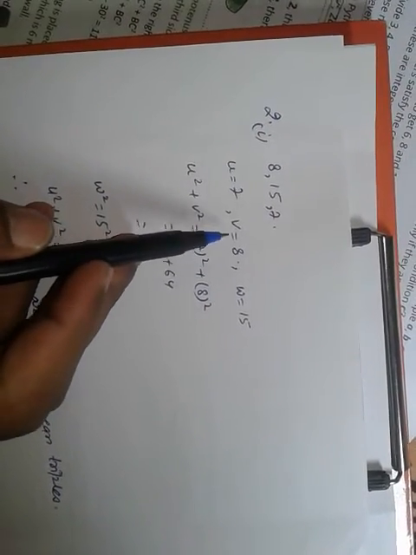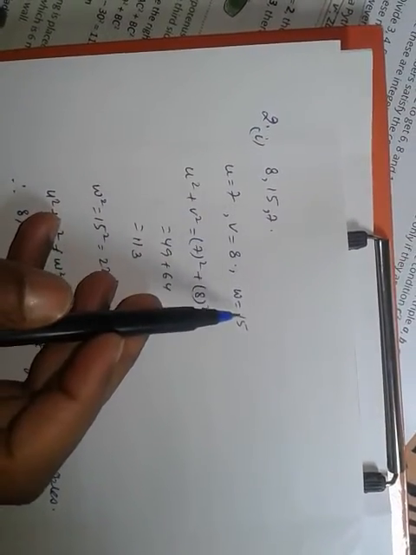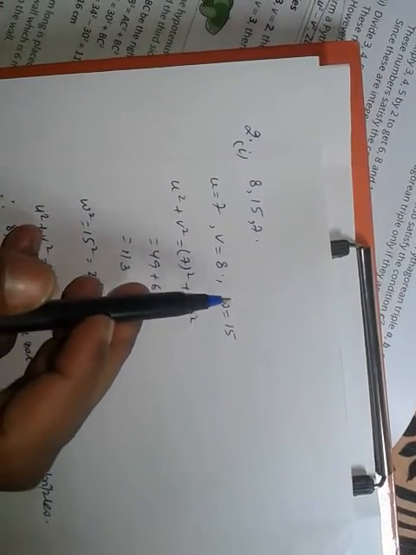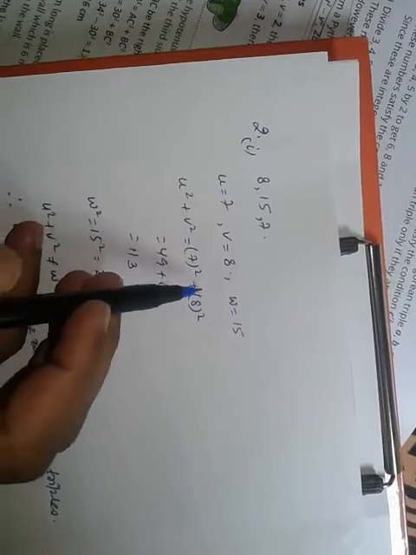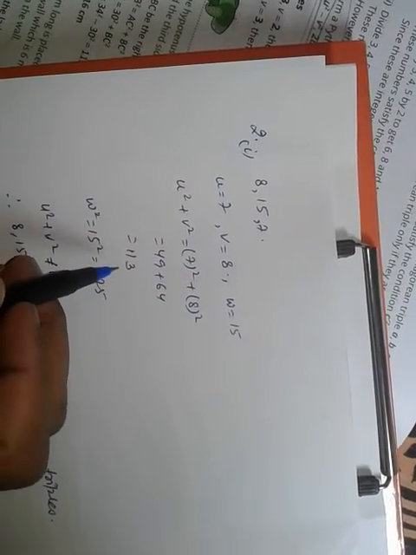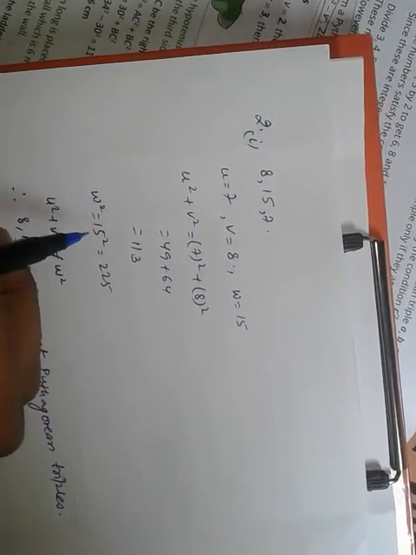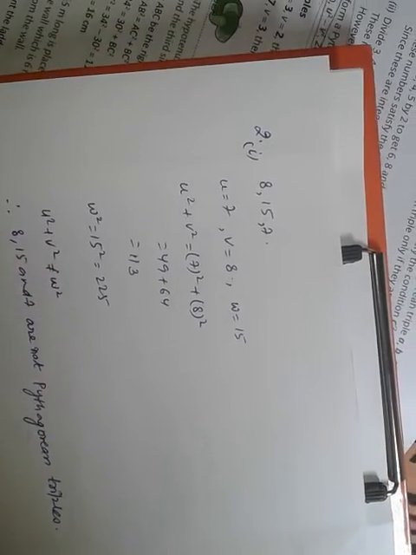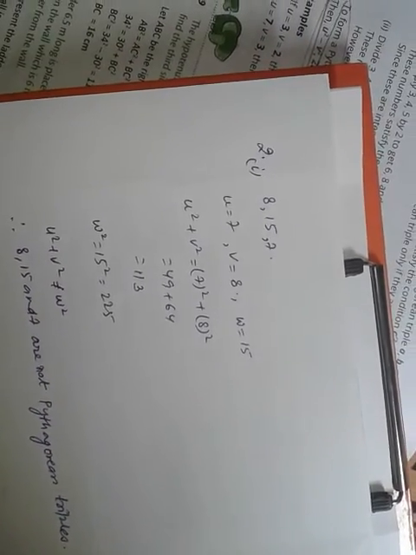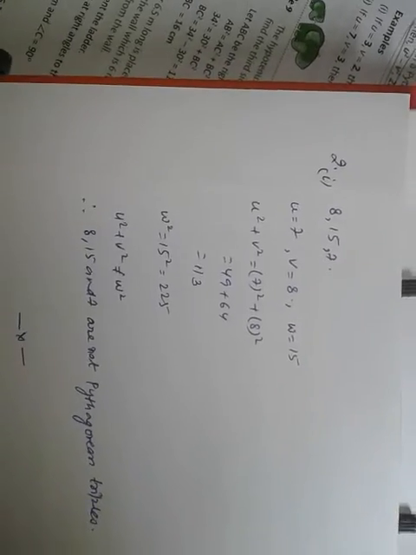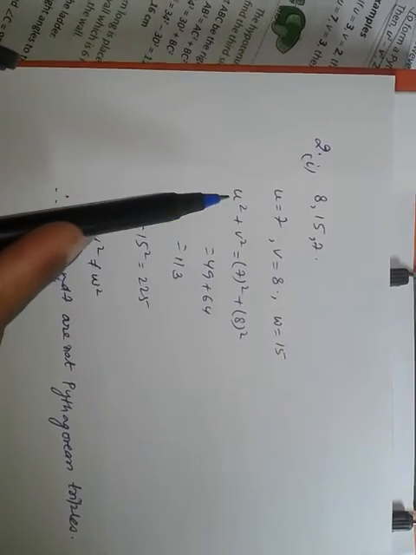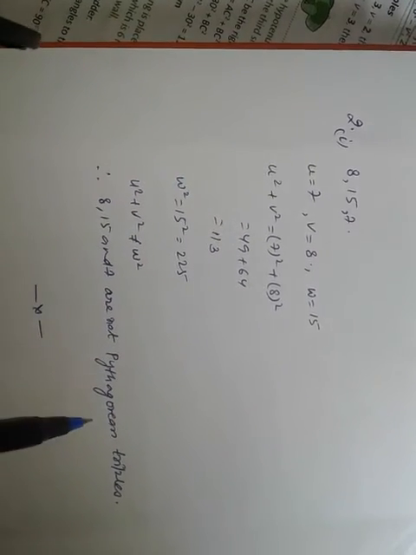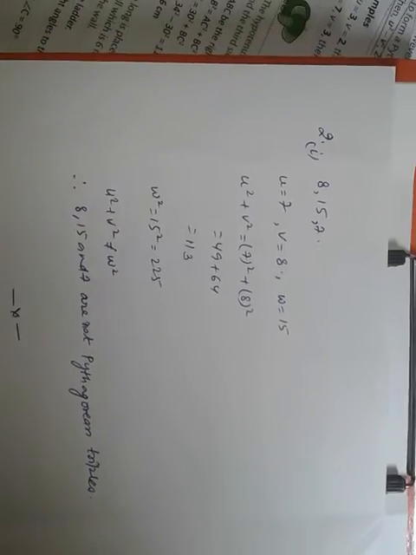You choose any two smaller numbers, that is, less than 15, with the bigger number being 15 and the others smaller than it, that is 8 and 7. Find the squares: 64 plus 49 is 113, and Q square is how much? This is 225. So when these two are added, this is not equal here. U square plus V square is not equal to Q square. That's why this is not a Pythagoras triplet.